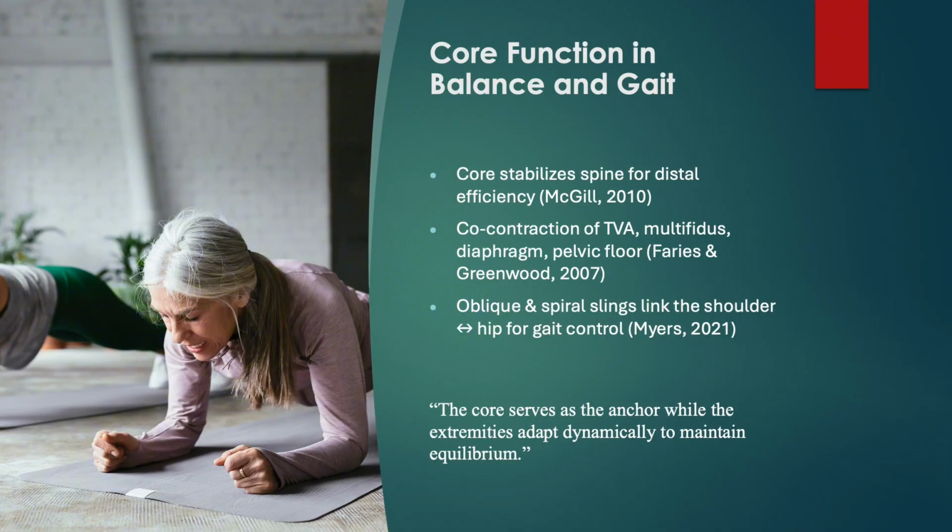The oblique and spiral slings link the shoulders and the hip for gait control. And once again, it's important to understand that this works in a concerted effort across both posterior and anterior chains. The core does serve as an anchor, while the extremities adapt dynamically to maintain the equilibrium, which is why we're designed to walk by swinging our arms and moving in a pattern that's effective.